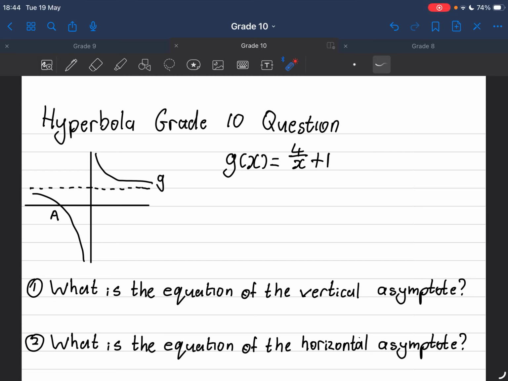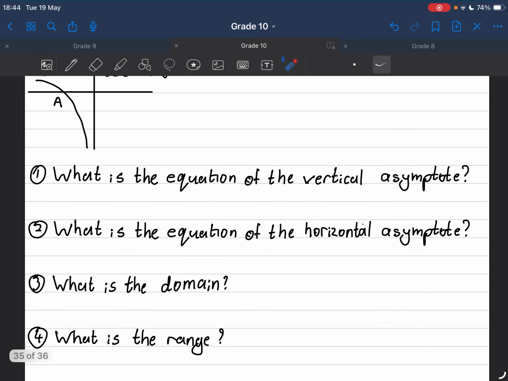All right. So, in this one, we've got an interesting hyperbola grade 10 question. With this hyperbola question, we notice a few things. We've been given a graph and we've just been told the equation. Now, what do we do next? From the equation, we start answering our questions.